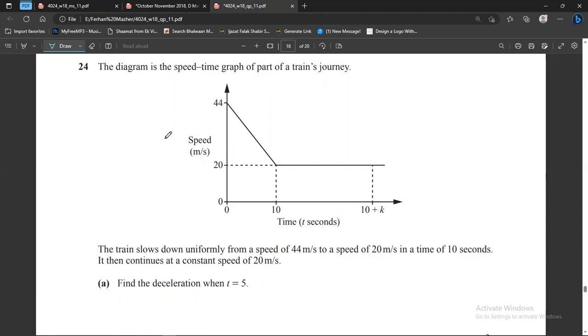Find the deceleration when the t is 5. Here they want me to find out the deceleration. So it's a straight line. So I will take this point, which is 0, 44, and I will take this point, which is 10, 20.